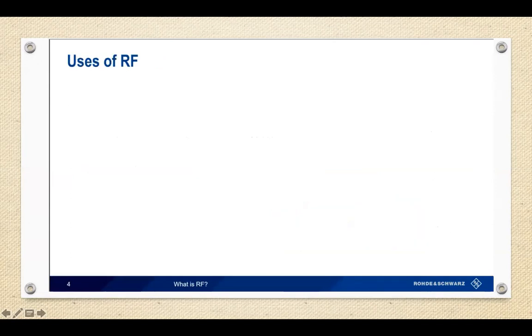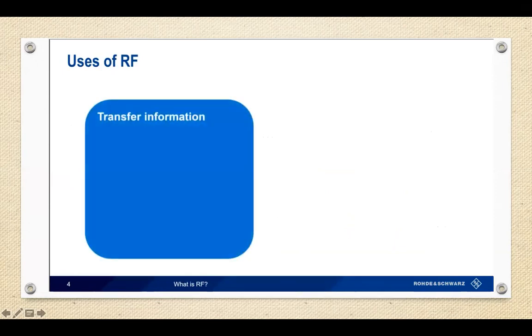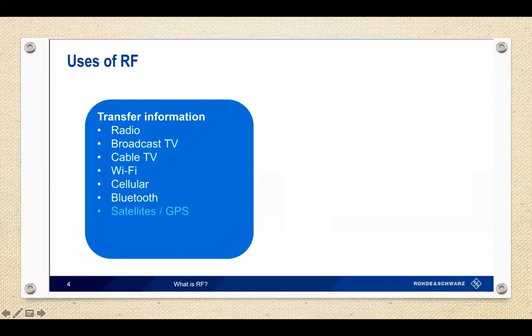There are three general uses for RF. The first, and by far the most common and most important, is transferring information. Radio and television broadcasts were among the first uses of RF for transferring information in the form of sounds and images. And we've already mentioned that cable television also uses radio frequency signals. The properties of RF enable modern data transmission technologies, such as Wi-Fi, cellular voice and data, Bluetooth, etc. And obviously, the ability to transmit information through space is extremely important for satellite applications, including GPS.